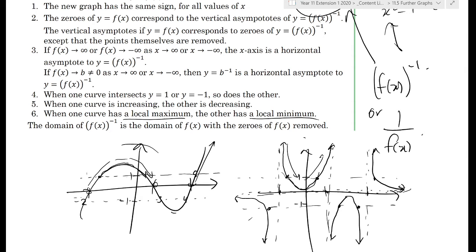A really cool thing about these functions is if you know the domain of this guy here, the domain of the inverse is exactly the same, except without the zeros. I can't put these in because I can't put them in the regular function. That's it. Hopefully that's helped you with that. Let's go through a few examples now.